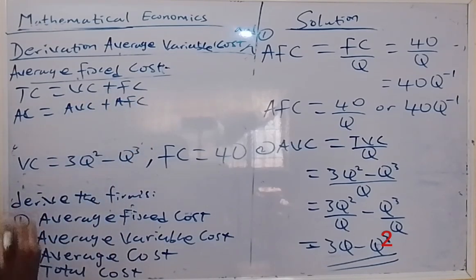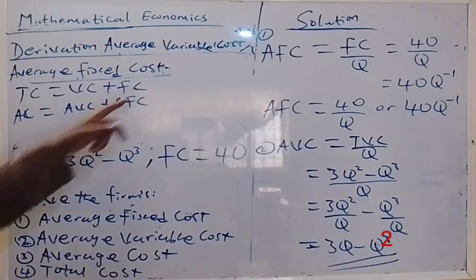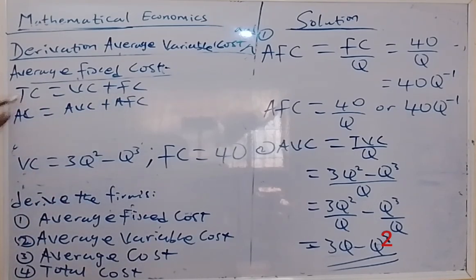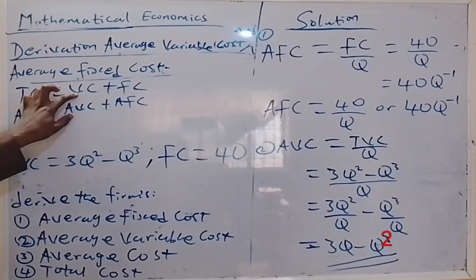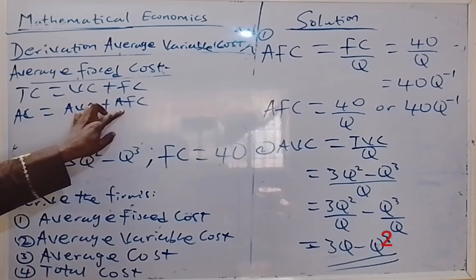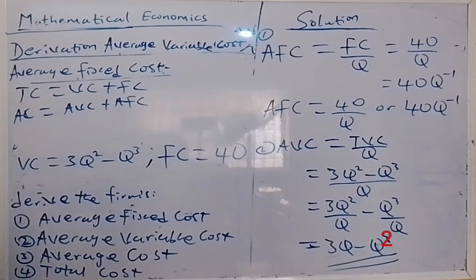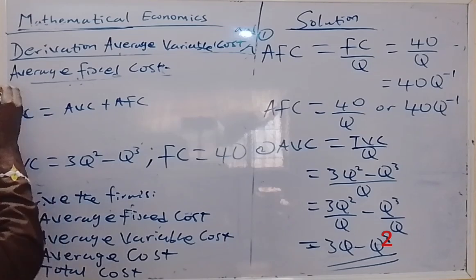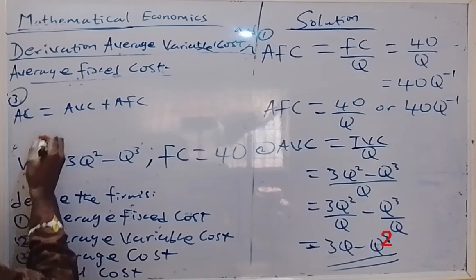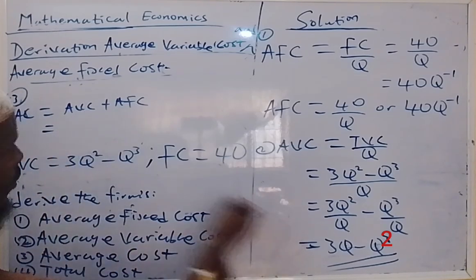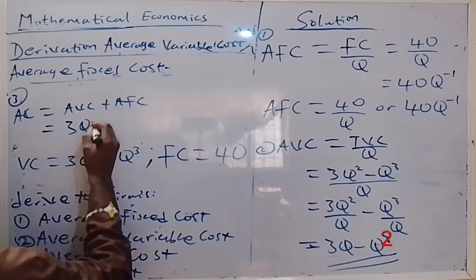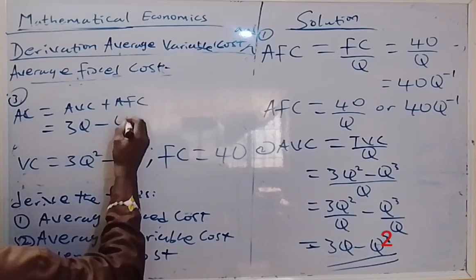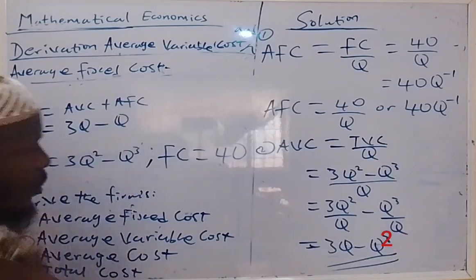So how do you arrive at this? If you want to know, just divide both sides by Q. We divide the total by Q, so we get average cost. Divide the variable cost by Q, get average variable cost. Divide the fixed cost by Q, get average fixed cost. So in other words, we have our AC, which is question 3. AC will be equal to average variable cost, which we got already.